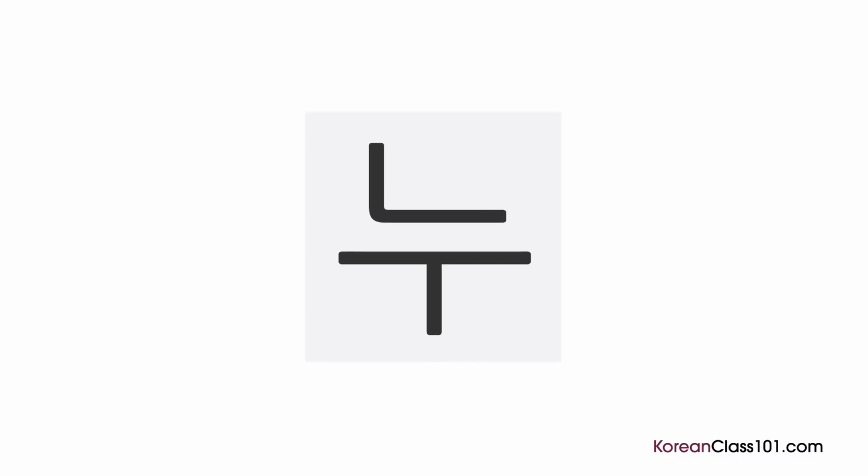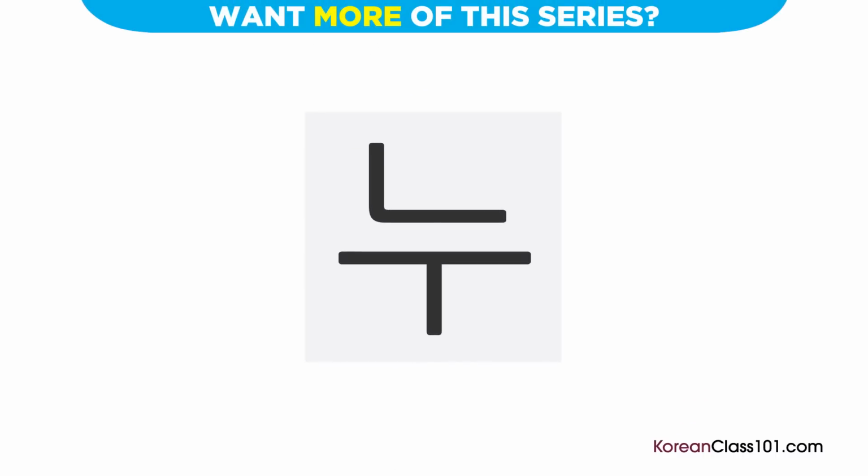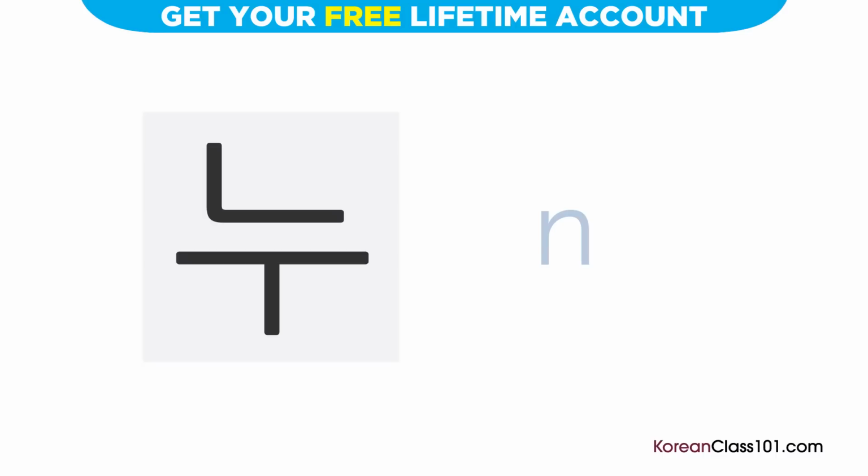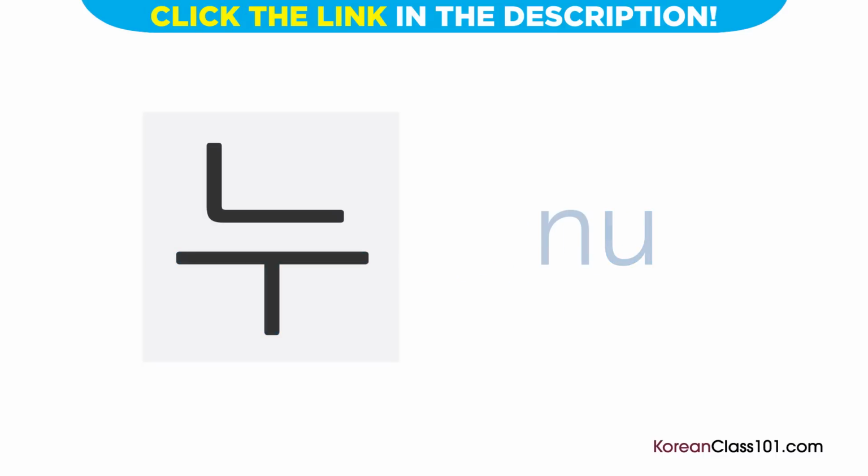Here's a sample character. This block has 2 letters, one on top and one at the bottom. The letter on top is the consonant N. Below it is the vowel U. Combined, you read the block NU. Listen to the native Korean speaker.